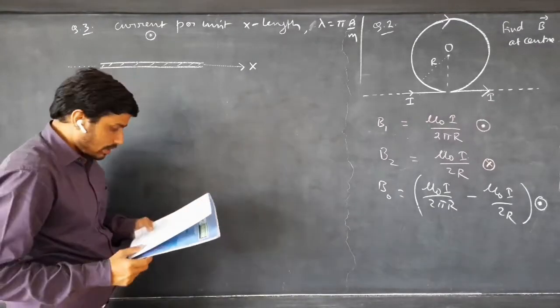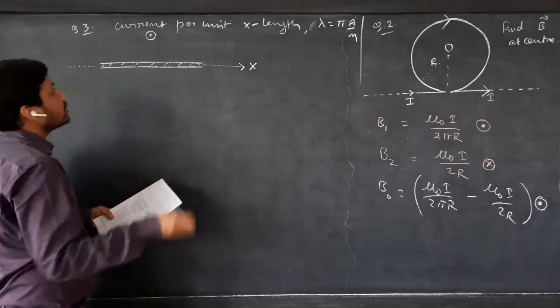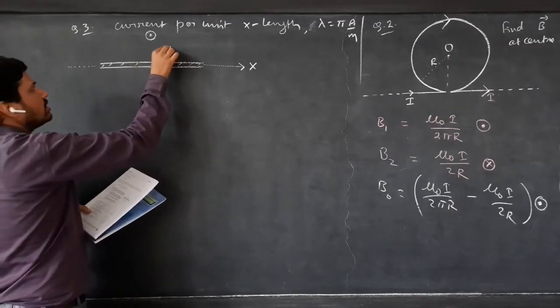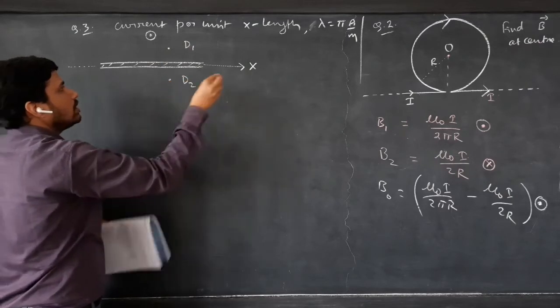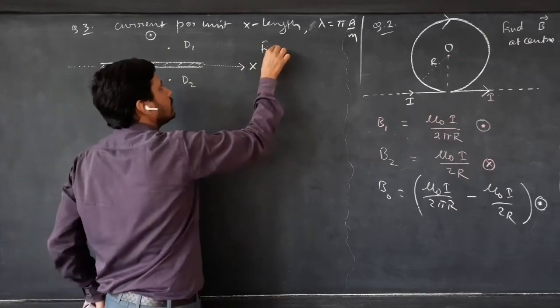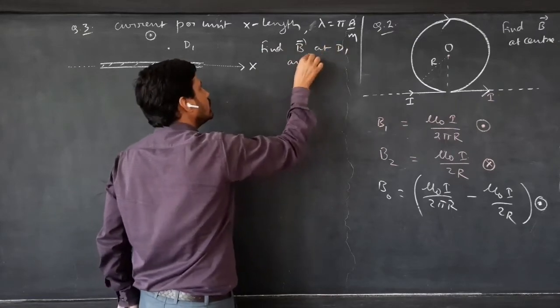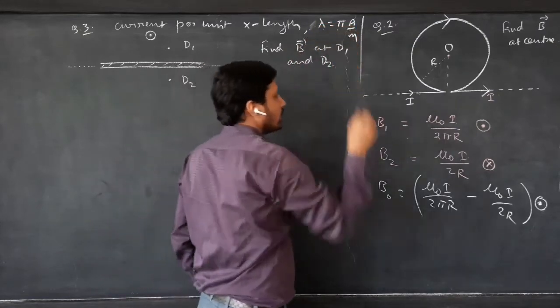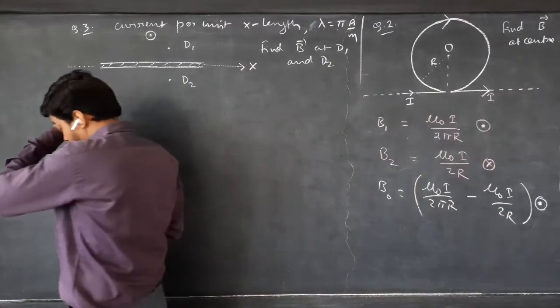Question is, find the value of fields, magnetic field at points D1 and D2. Two points are mentioned here. Suppose at a point above it, at a point below it. You have to find magnetic field at D1 and D2. I will not use these values, so I'll just do the general method.